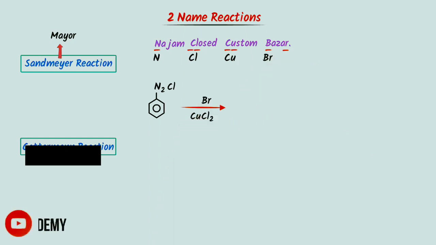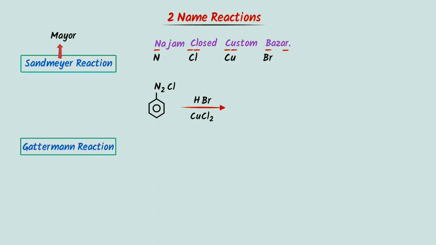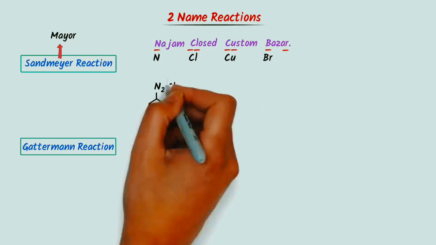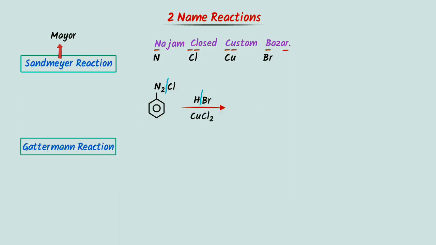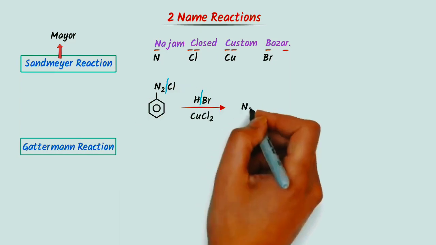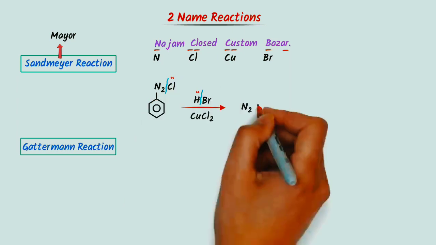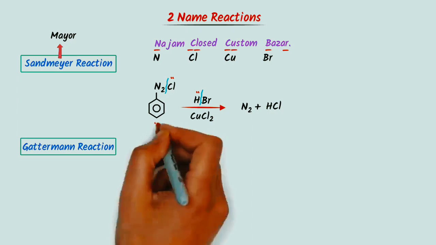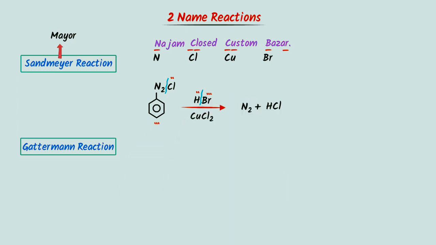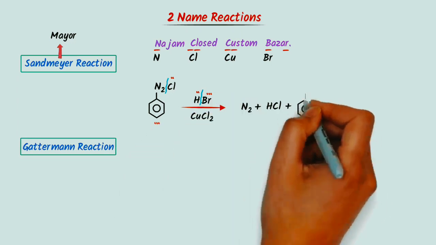We know that bromine does not exist independently, so I put hydrogen with it. So these are the reactants of this reaction. Now we can easily guess its products. I cut hydrogen and bromine. I cut nitrogen and chlorine. This nitrogen will evolve as nitrogen gas. This chlorine and H combine to form HCl. This benzene ring and bromine react together to form an aryl halide.